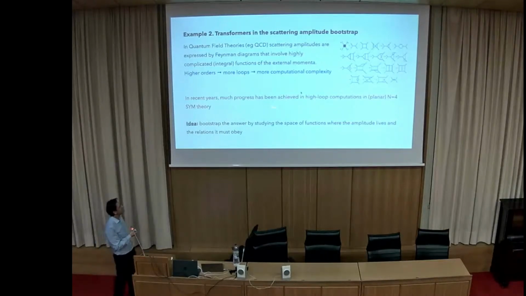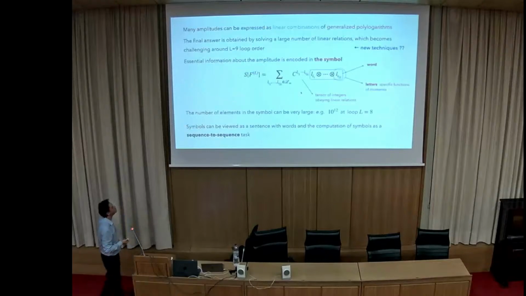So in recent years, much progress has been achieved in high loop computations in planar N=4 super-Yang-Mills theory, and the idea is to bootstrap the answer by studying the space of functions where the amplitude lives and the relations it must obey. I find this an extremely nice idea, this whole bootstrap idea, and how it could be married with these kinds of methods is also one of the driving forces in what I want to do eventually.